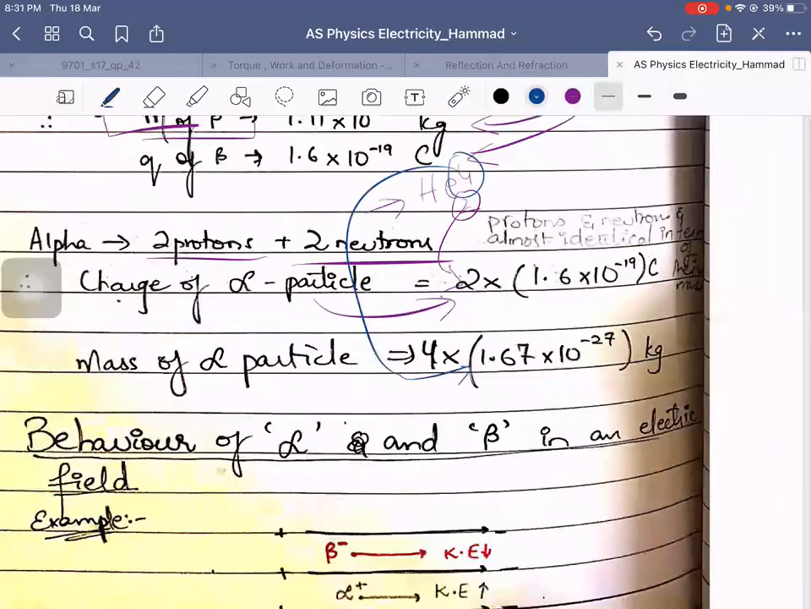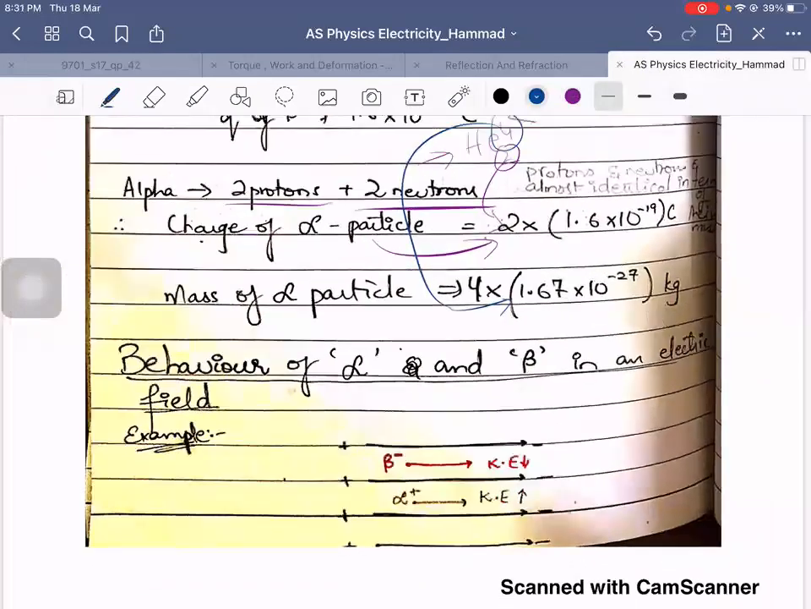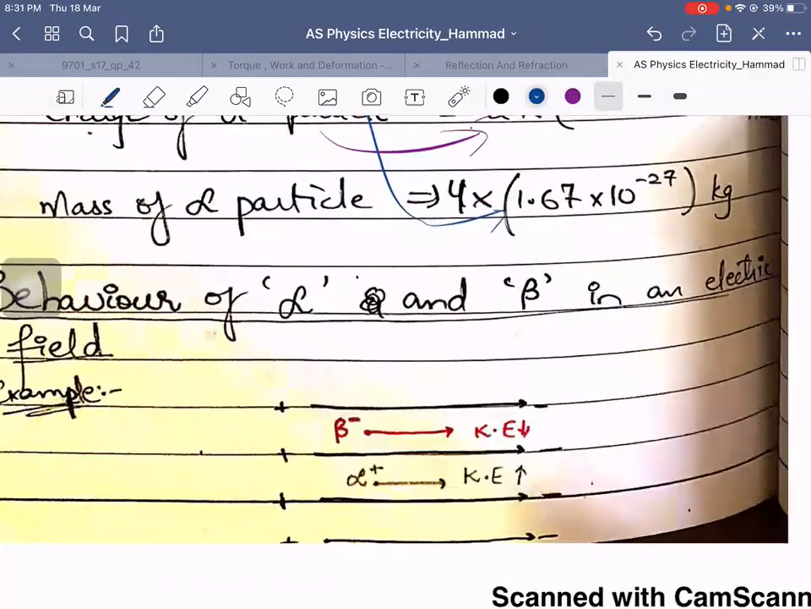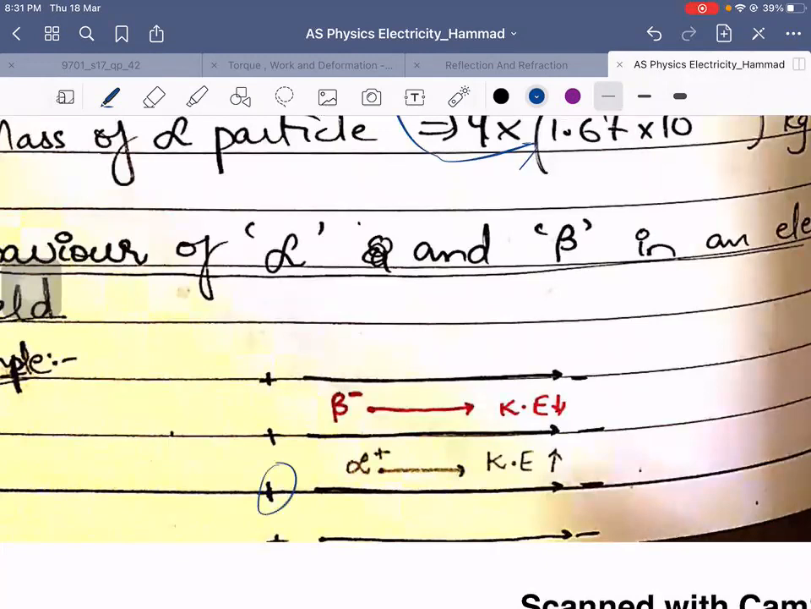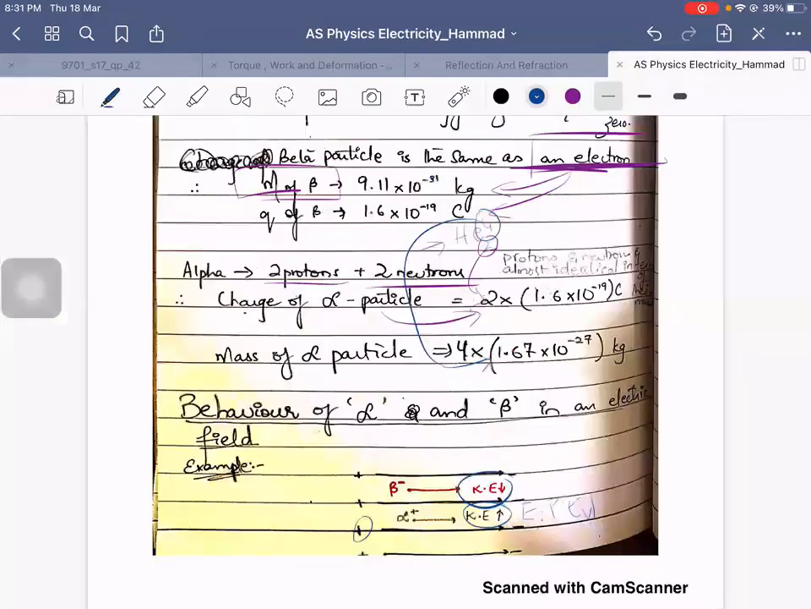Alpha particle, if made to start off from the positive plate, it will be attracted towards the negative plate, and therefore the kinetic energy increases, the electric potential energy decreases. For the beta particle, the reverse case happens, the kinetic energy decreases, whereas the electrical potential energy increases.